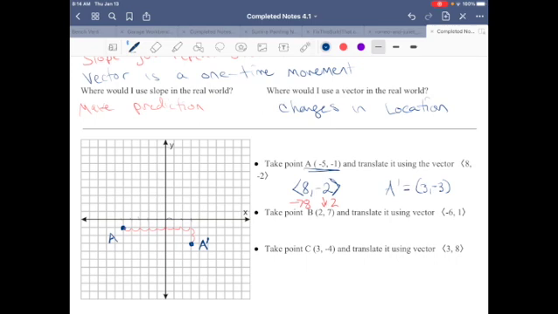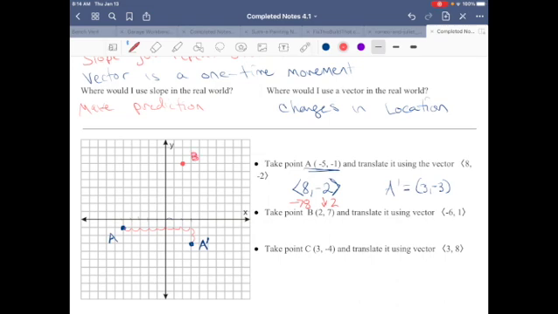So let's try it again with another point, B, which is at 2, 7. So up, over to the right 2, up 7: 1, 2, 3, 4, 5, 6, 7. So point B is right here.